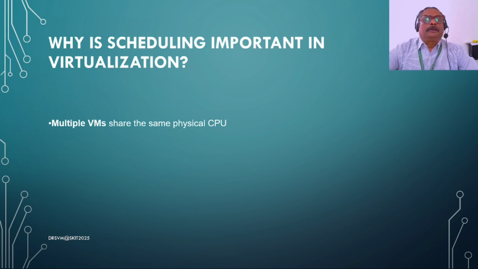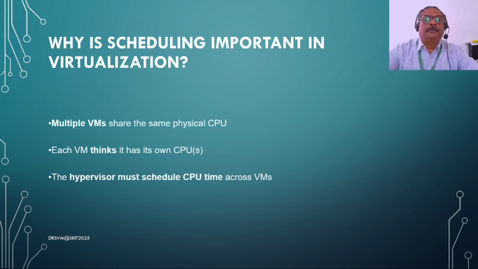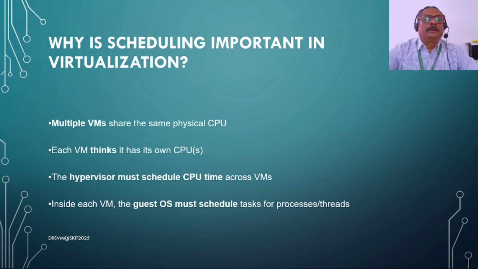Multiple virtual machines share the same physical CPU. Each virtual machine thinks that it has its own CPU. A hypervisor must schedule the CPU time across all the virtual machines. Inside each virtual machine, the guest operating system must schedule tasks for the processes or the threads. So it's double complicated.